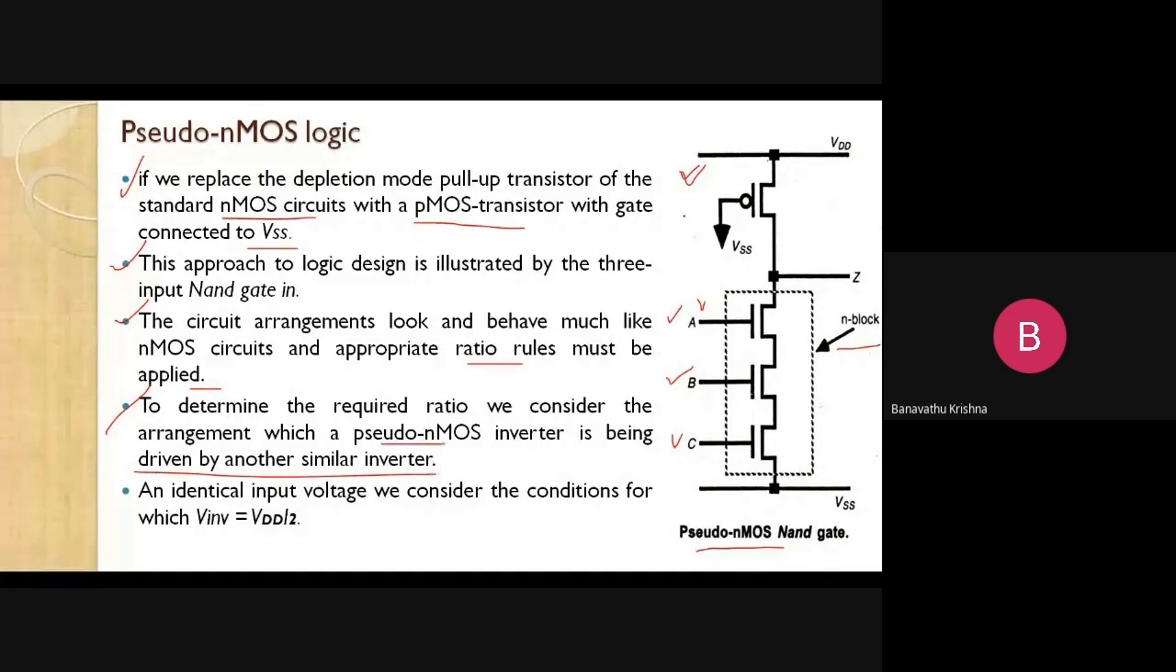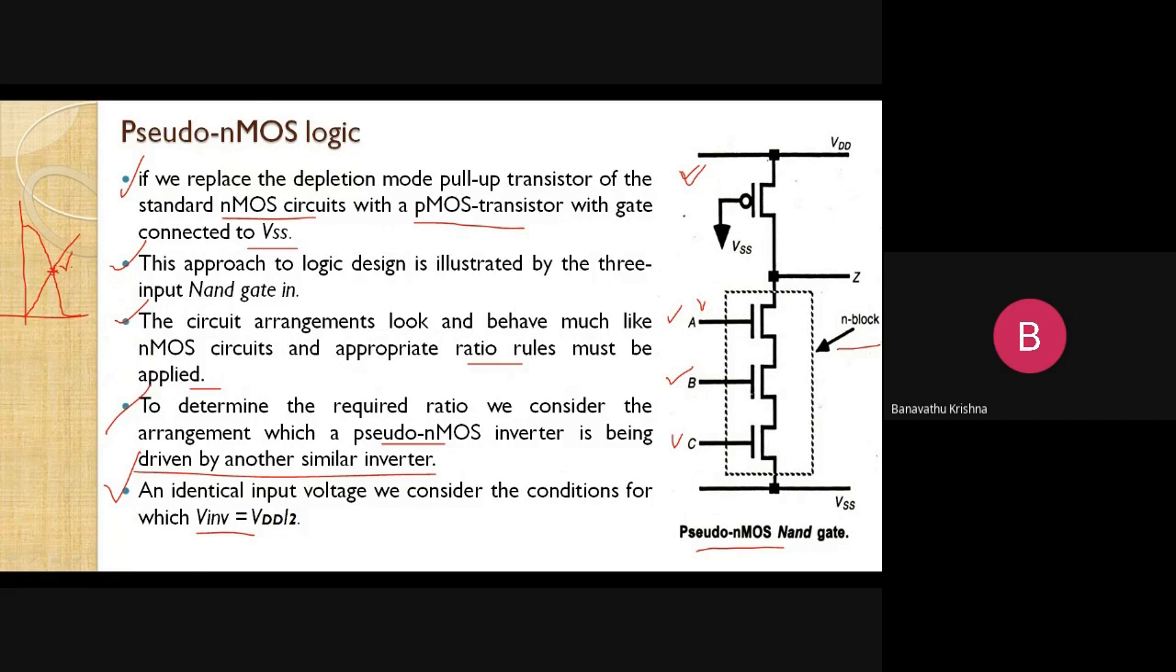So the pseudo NMOS inverter is being driven by another similar inverter, meaning another pseudo NMOS logic gate. And the last point here is the identical input response, that is the input voltage. We consider the condition for which V input is VDD by 2. Identical inputs means, suppose I take a signal here, for both cases this is V input at this point.